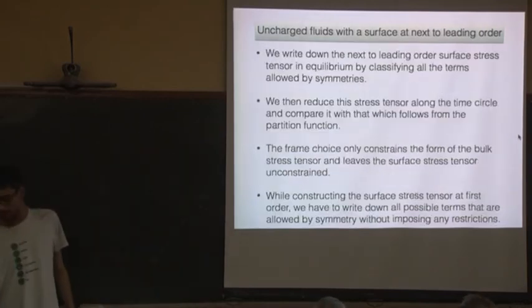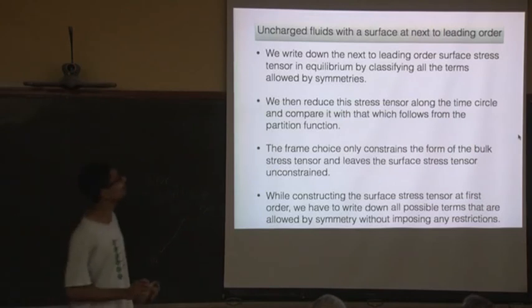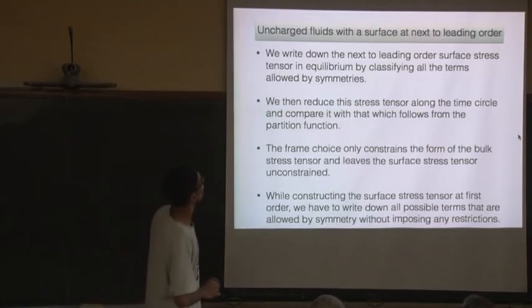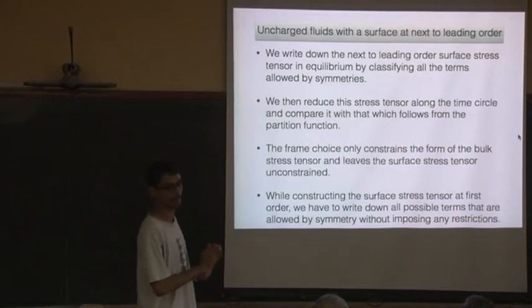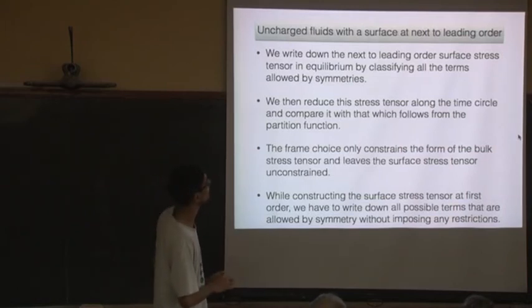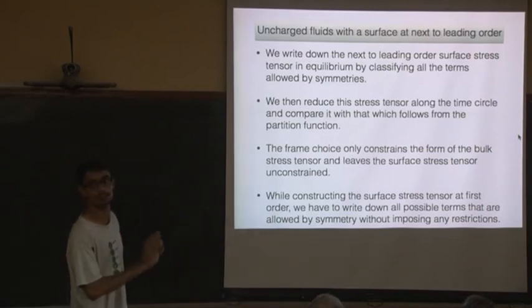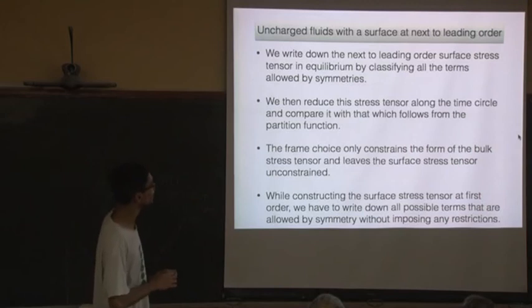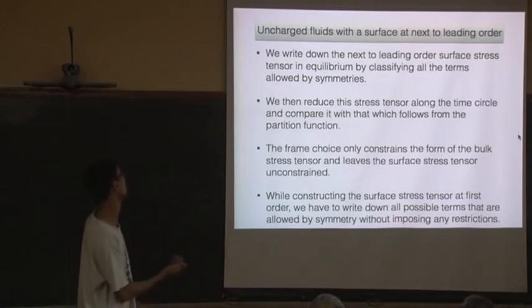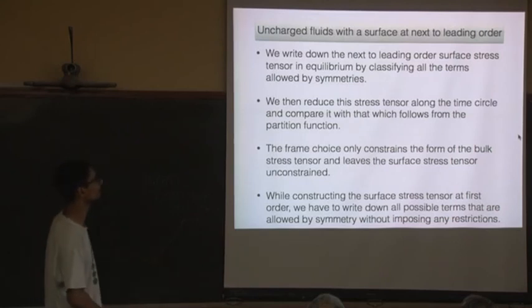And now we can start writing down the surface stress. We want to find relations between the surface transport coefficients. So we write down the surface tensor in equilibrium, classifying all terms allowed by symmetries. Then we reduce the stress tensor along the time circle, go to the reduced language and compare it with the one that follows from the partition function.